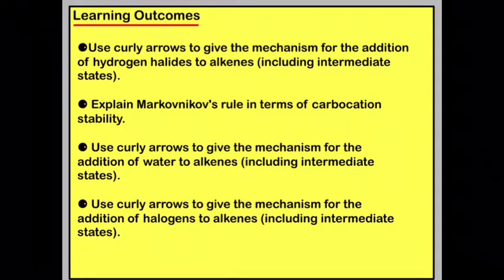You should be able to explain Markovnikov's rule in terms of carbocation stability. Use curly arrows to give the mechanism for the addition of water to alkenes, including the intermediate states. And use curly arrows to give the mechanism for the addition of halogens to alkenes, once again including the intermediate states.